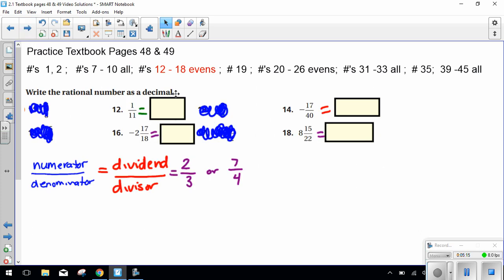Our next series, we're looking at numbers 12 to 18 even. So our directions are to write the rational number as a decimal. So I'm going to take a look at number 12. Number 12, we have 1 over 11. These scribbles are just the odd numbers. I just scribble them out to make the page look a little cleaner. So I'm going to show you how to do number 12.